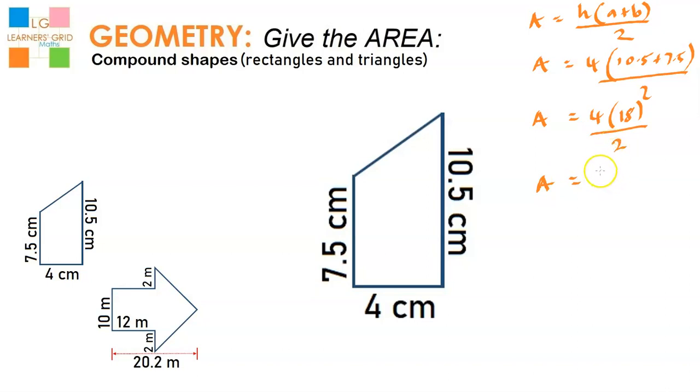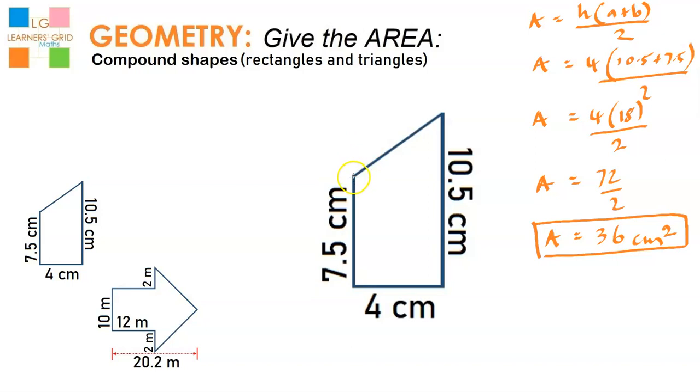4 times 18 is 72, divided by 2. And 72 divided by 2 is 36. So I do know that the area of this whole shape is going to be 36 centimeters squared, and I can figure that out by using the formula for a trapezium.